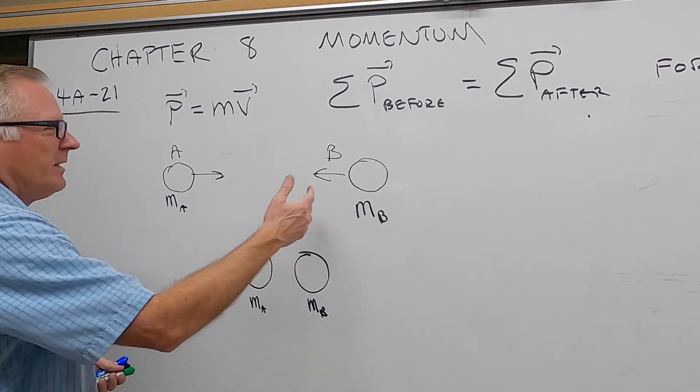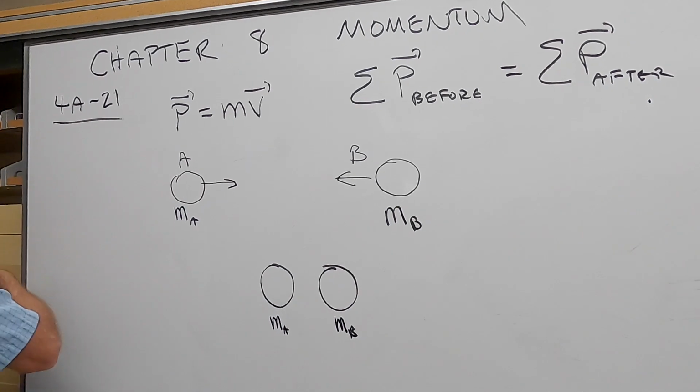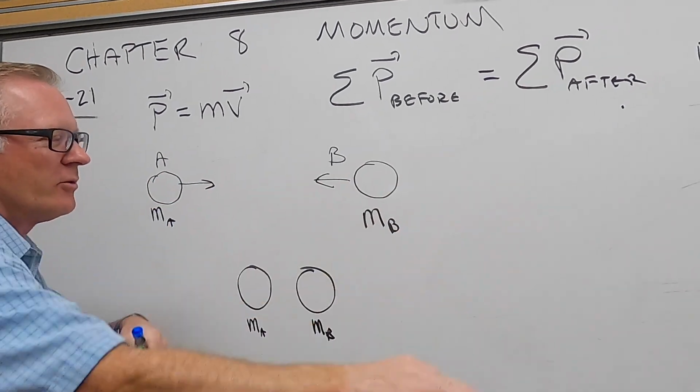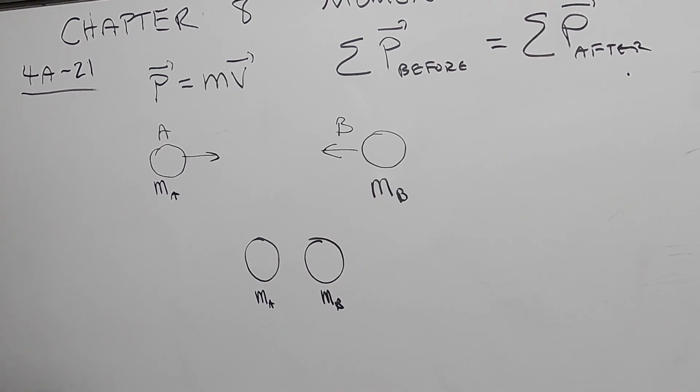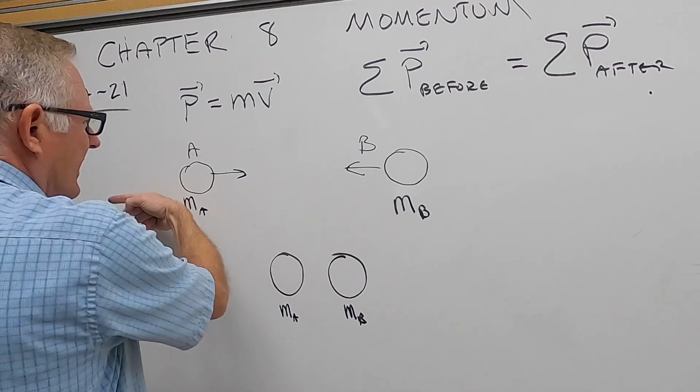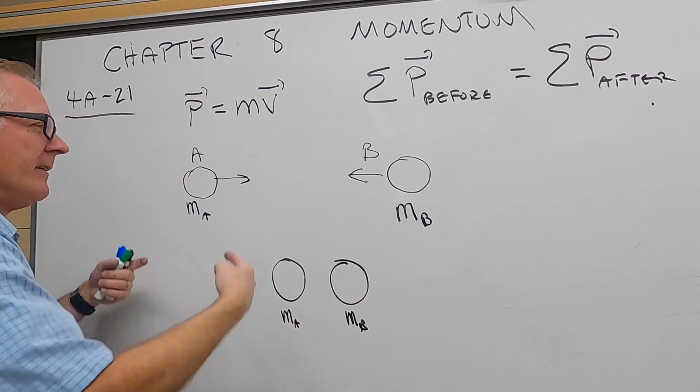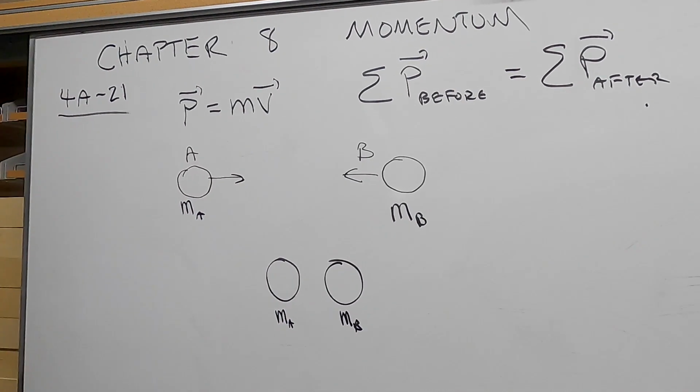Maybe this one's so heavy that they're both going this way. Maybe this is so heavy they're both going that way. Maybe they're going away from each other. We do know one option that's not possible: B's not going to go that way and A's not going to go that way. You can't go through each other right here.